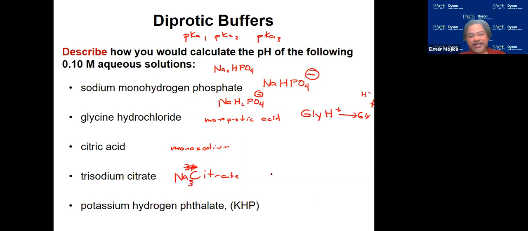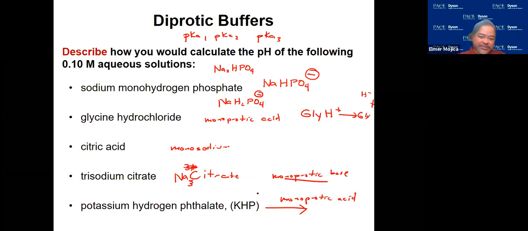So you treat this as a monoprotic base. And the potassium hydrogen phthalate, this is also a monoprotic acid.